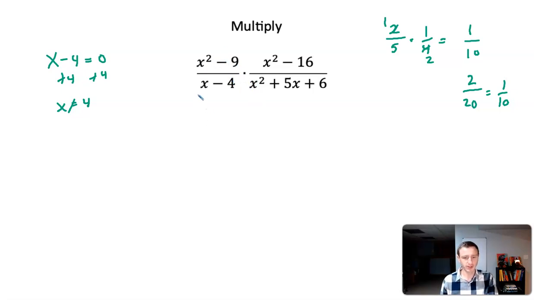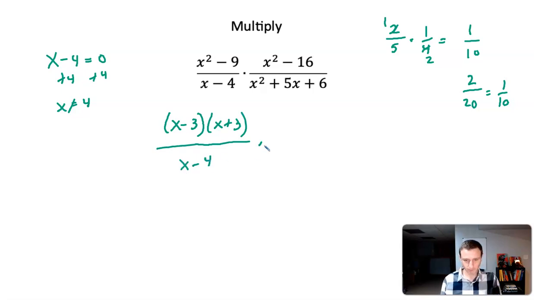So x squared minus 9 is a difference of two squares, because x squared is a perfect square and 9 is a perfect square. That's going to be x minus 3 times x plus 3, just knowing difference of two squares there. The bottom here is x minus 4. Not going to touch that just yet. And this is multiplication, so we don't have to do anything fancy, just multiplying everything together.